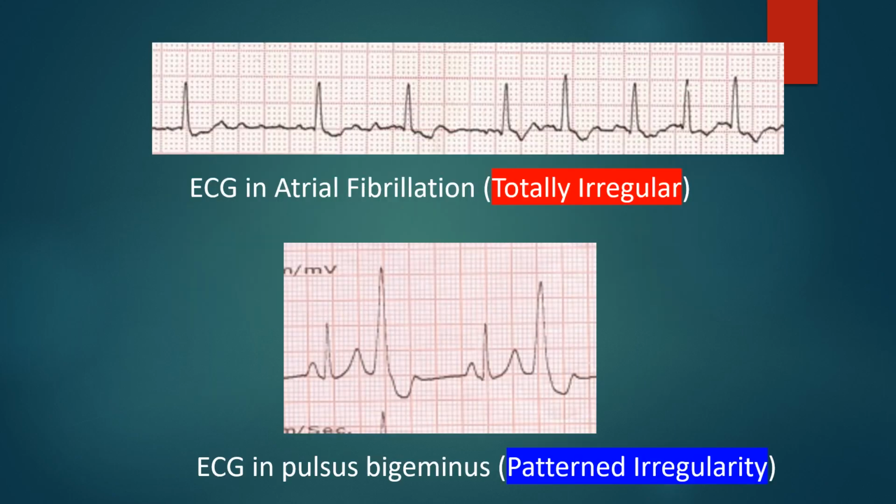2. Rhythm. Regular and irregular rhythms are possible. Mild variation with respiration is called respiratory sinus arrhythmia, with higher rate in inspiration. Respiratory sinus arrhythmia may be exaggerated in children. If the rhythm is totally irregular, it is likely to be atrial fibrillation. Patterned irregularity like pulsus bigeminus can occur due to ectopic beats or second-degree atrioventricular block.